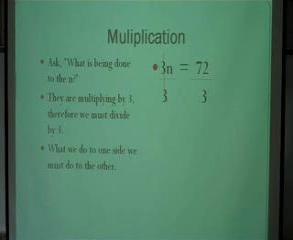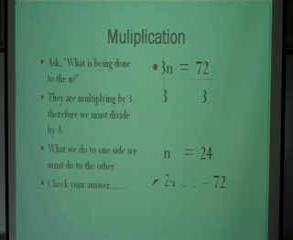The two 3s will cancel out, leaving just the n, and this side will give you the answer. 72 divided by 3 equals 24. To check our answer, we're going to take the 24, put it in the n's place, and work the original problem. 3 times 24 is 72, and we are correct.